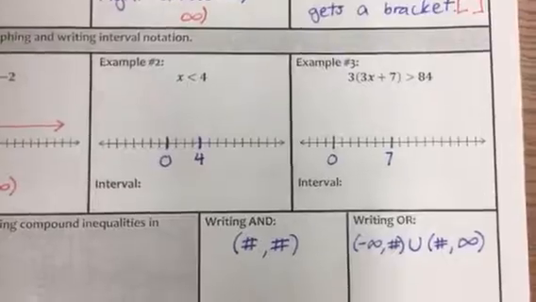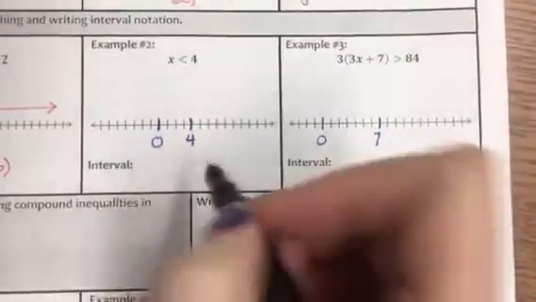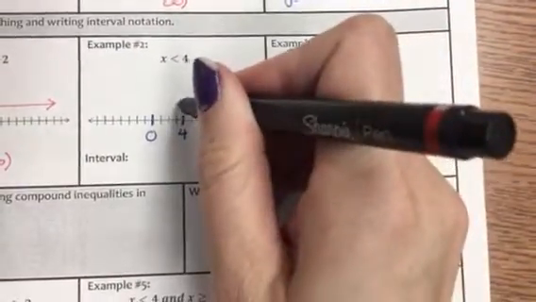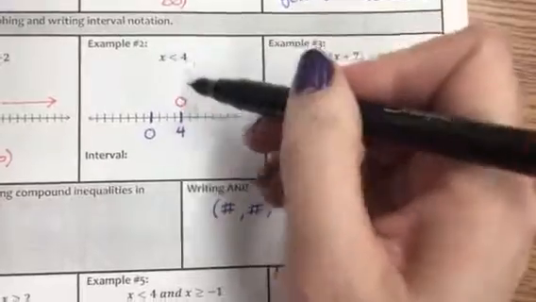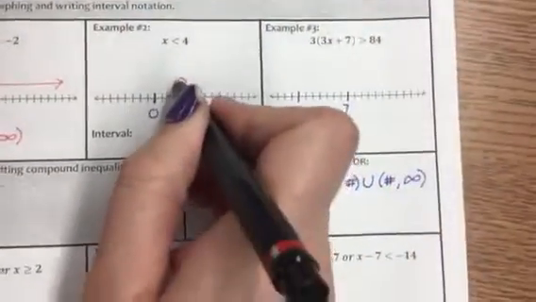All right. Let's zoom in on example number 2. We've got x is less than 4. So we've got 0 and 4 on our number line. This is going to be an open circle because there's no equals. And with x first, we're going to be shading in the direction that this arrow points. Looks like the arrow is pointing towards the left.